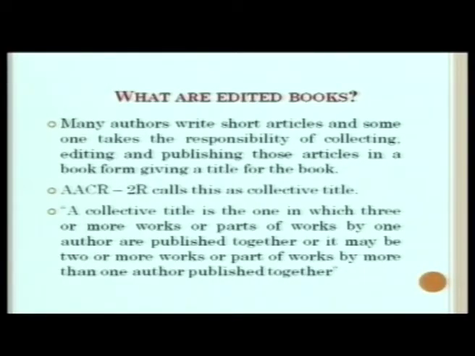A collective title is one in which 3 or more works or parts of works by one author are published together, or it may be 2 or more works or parts of works by more than one author published together. It is very clear from this definition given by AACR 2R that many authors contribute, and there will be a person who facilitates getting all these articles published in a book, and the book will have a separate title. The title would be given by the person who is responsible for publishing it, and that may be one author or a group of authors.